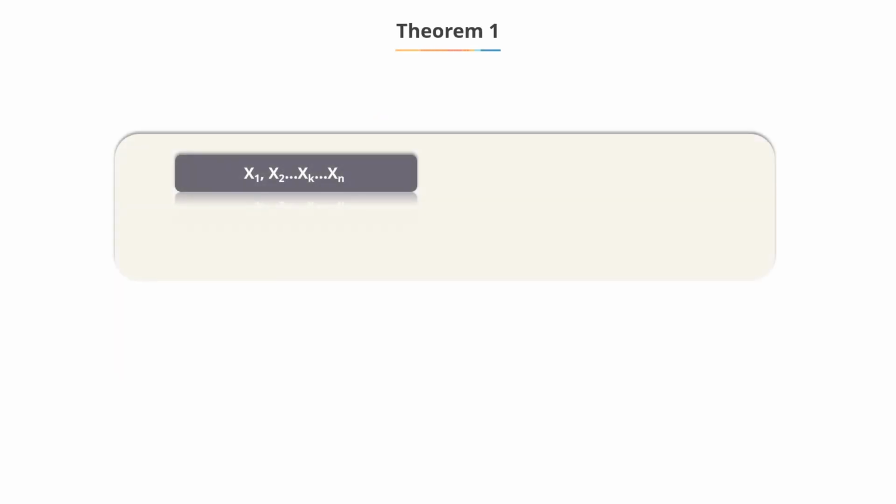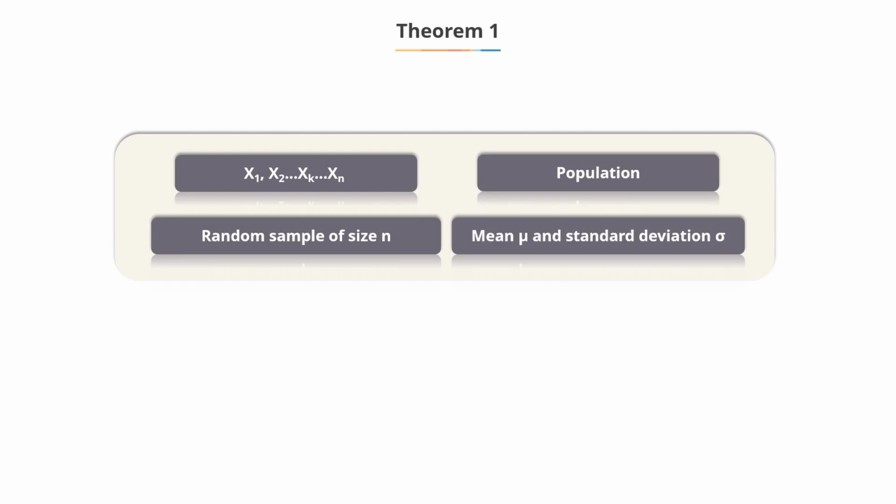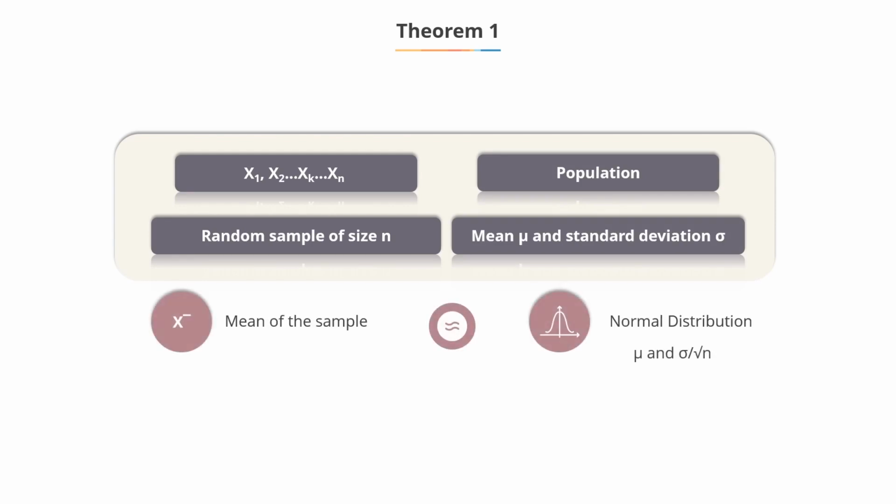If x1, x2, xk up to xn is a random sample of size n drawn from a population with mean mu and standard deviation sigma, then x bar, the mean of the sample, can be approximated as a normal distribution with parameters mu and sigma by square root n, provided n is very large.